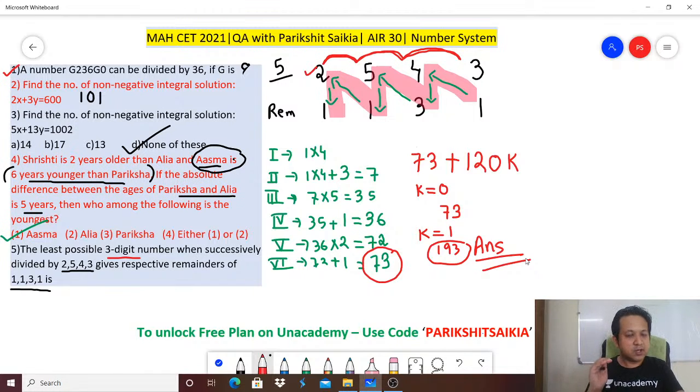That's your answer. So what does it mean? It means 193. If you divide initially by 2, you will get a remainder of 1. Now whatever is the quotient, if you divide that by 5, you will get a remainder of 1. Again, if you divide by 4, you will get a remainder of 3, and so on. So your answer is 193.